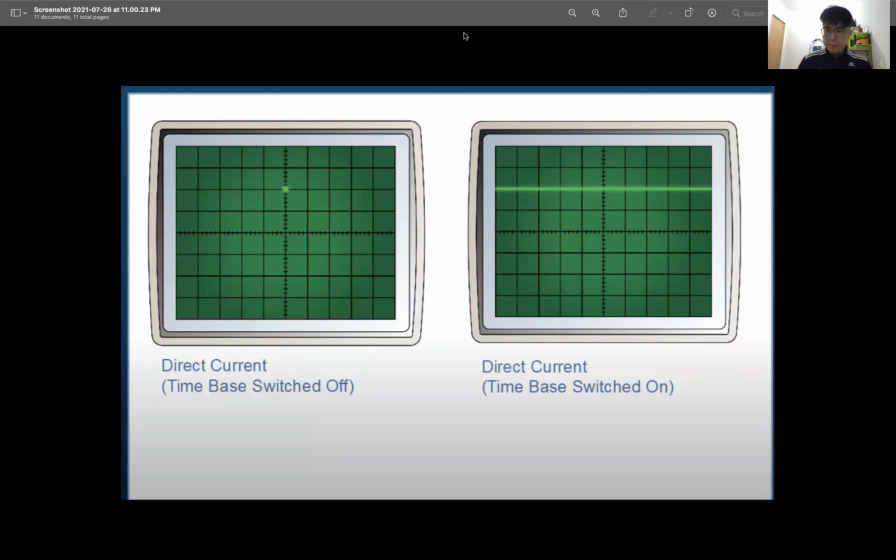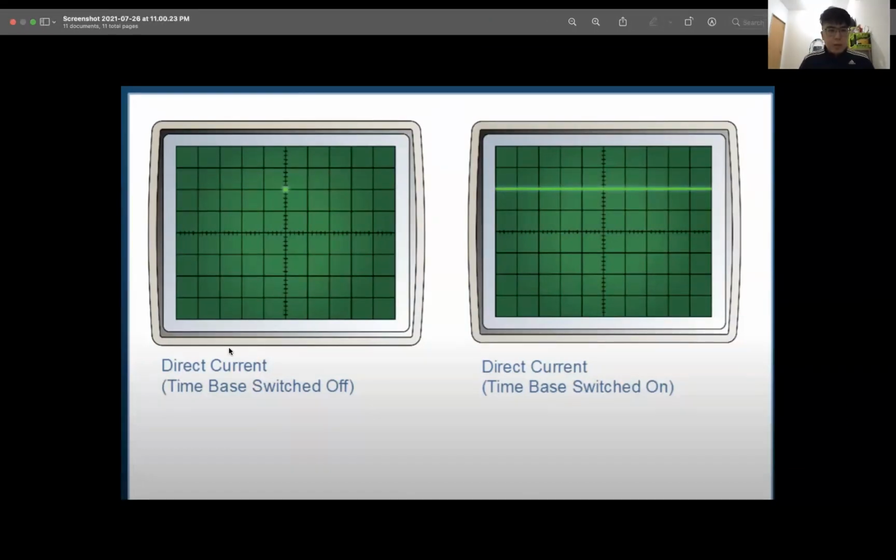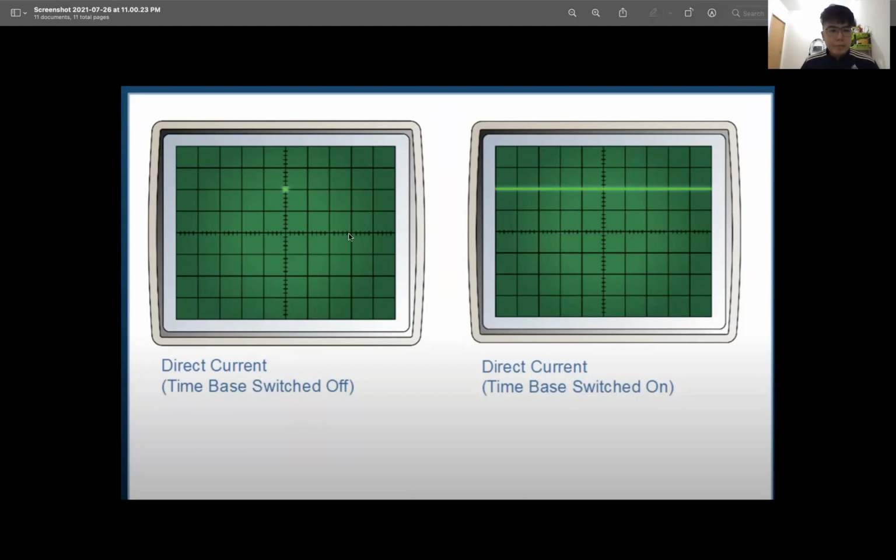Okay, let's continue. Okay, so look at the picture on the left. Direct current, meaning that when we input direct current, like batteries, when we connect the battery into our CRO, we connect to where? Y plate, right? And the time base is switched off. So if the time base is switched off, what happened to the dot? It's not moving.